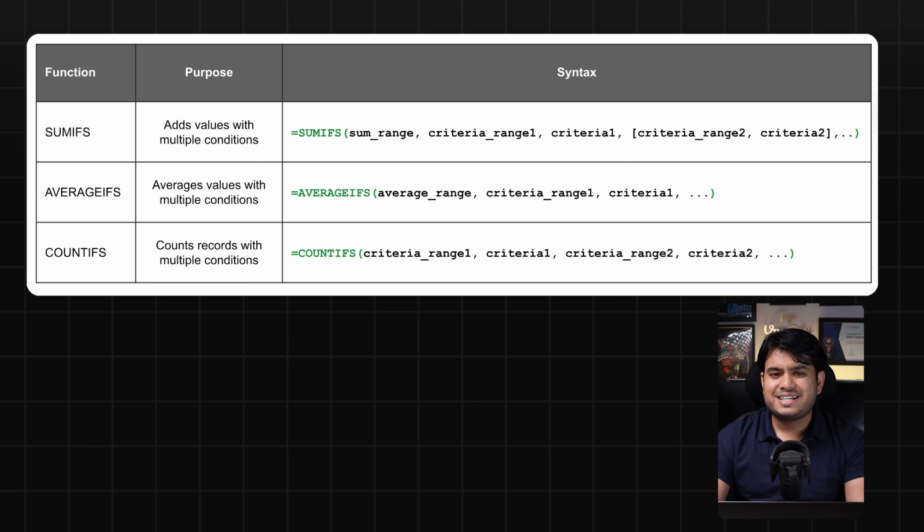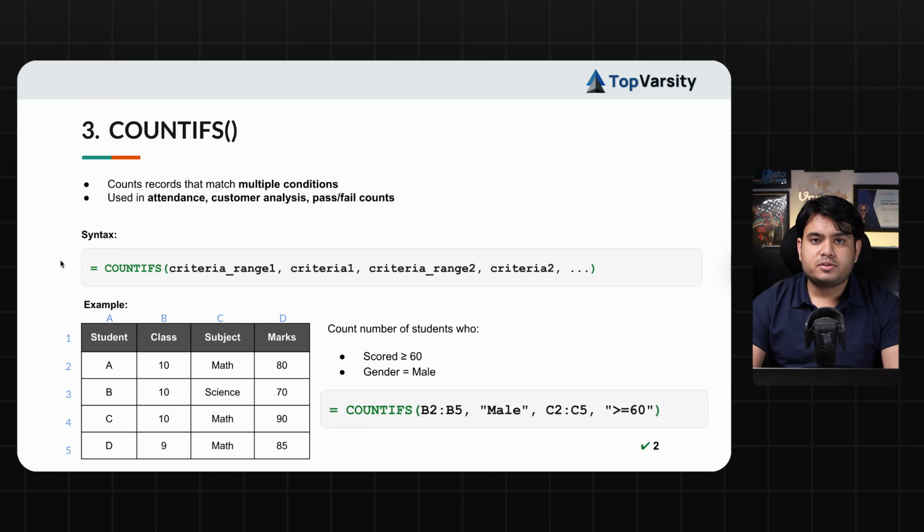Now this formula is a little different from AVERAGEIFS and SUMIFS, because in SUMIFS we used to select the sum range and in AVERAGEIFS we used to select the average range. Here your formula directly starts with COUNTIFS and then jumps directly to criteria range 1, and you select the criteria, then criteria range 2 and criteria 2. Like this it will be criteria range 3, criteria 3 and so on.